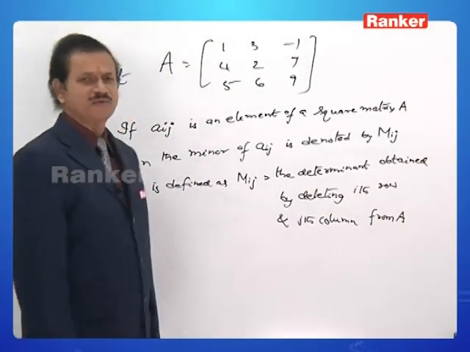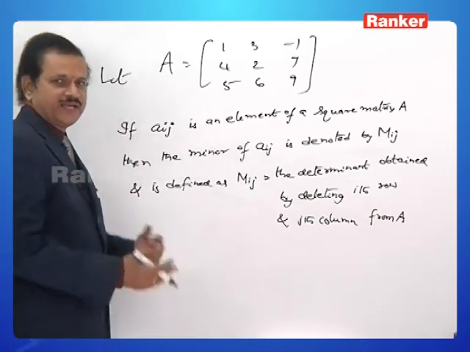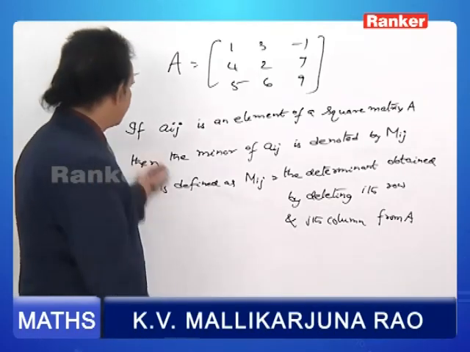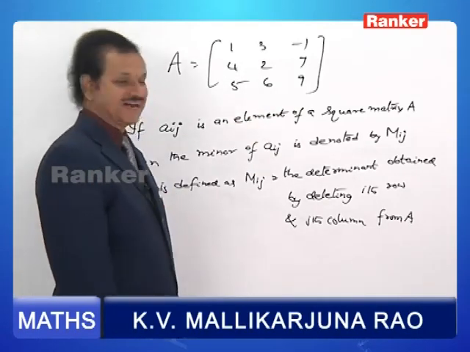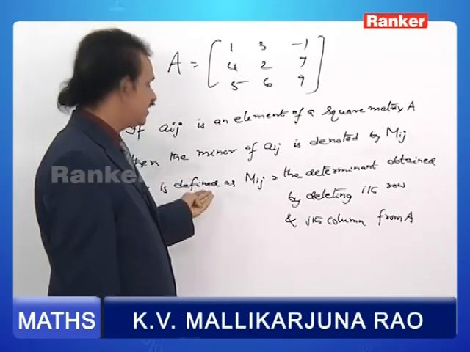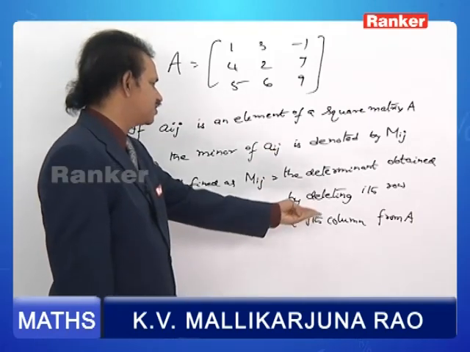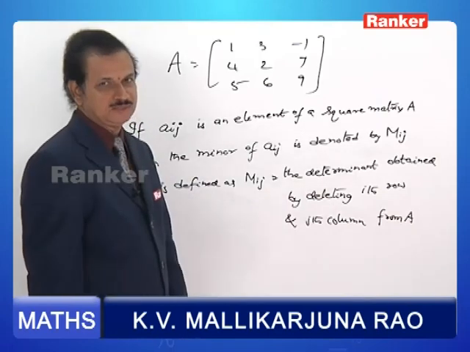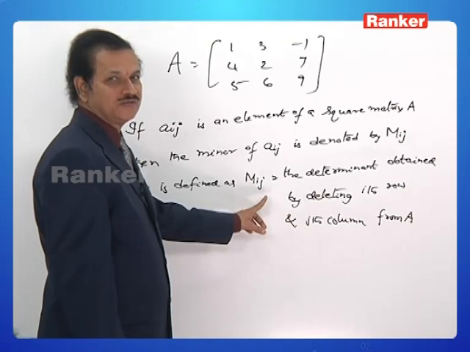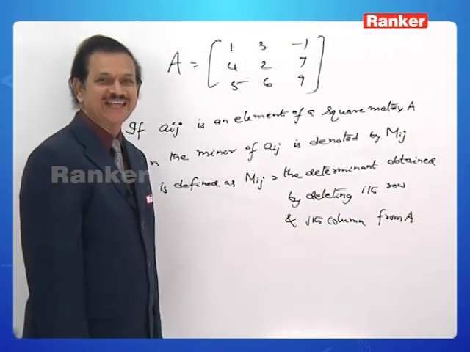The sentence may look somewhat lengthy, but the way in which we follow this meaning is very simple. If Aij is an element of a square matrix A, then the minor of Aij is denoted by Mij and is defined as the determinant obtained by deleting its ith row and jth column. That is, the row in which it is present and the column in which it is present. This is the meaning of the minor of Aij.